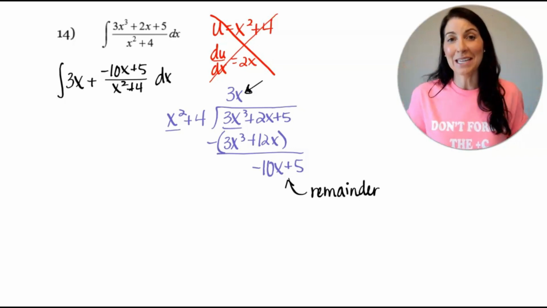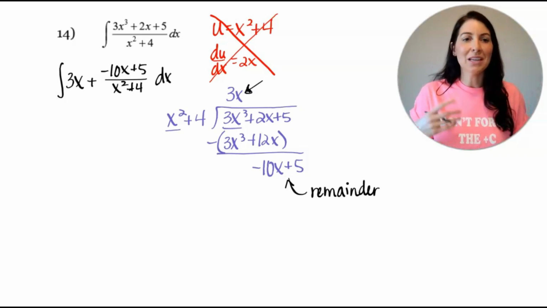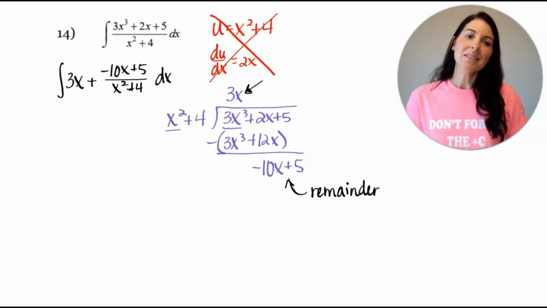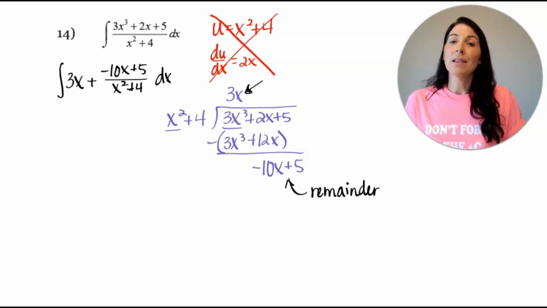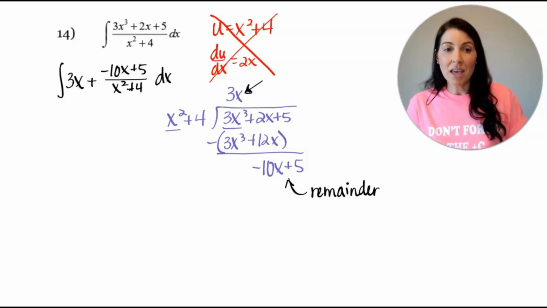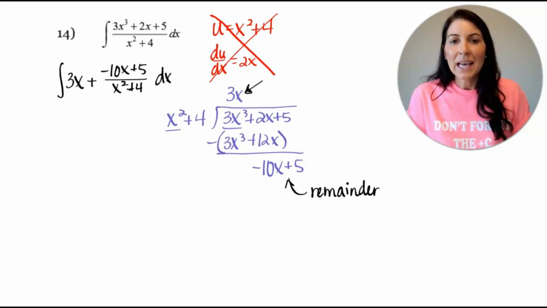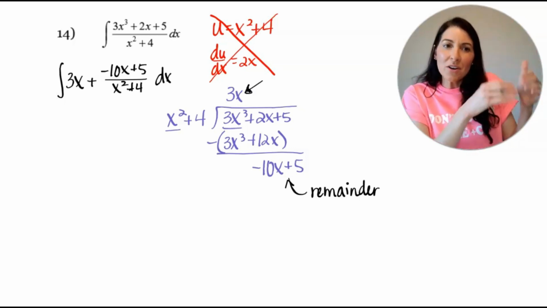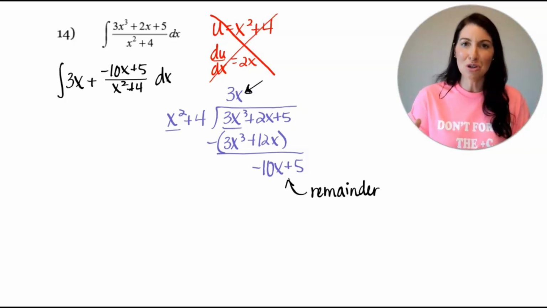Okay, so now it's time to integrate this. Well, 3x, that one's not too bad. That's a polynomial. I can use the power rule. I can add 1 to the exponent, and I can divide. But this next one, negative 10x plus 5 over x squared plus 4, that one is a lot more challenging. And you may think, okay, on this one, let's make the denominator be the u, as we've shown over there in red. Make u be x squared plus 4. But then again, when I take the derivative of u with respect to x, I get 2x. But my numerator is negative 10x plus 5, a much more complicated numerator than just 2x.